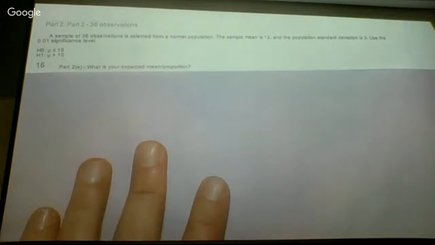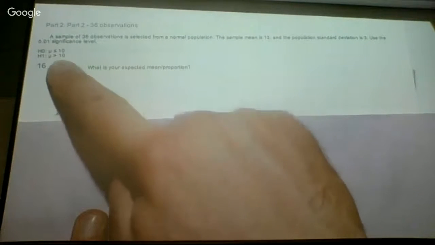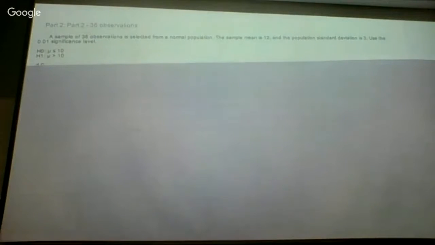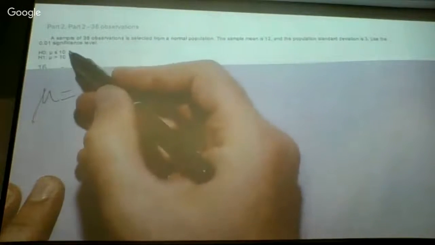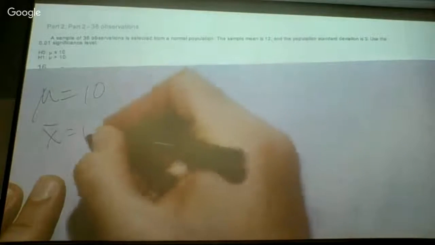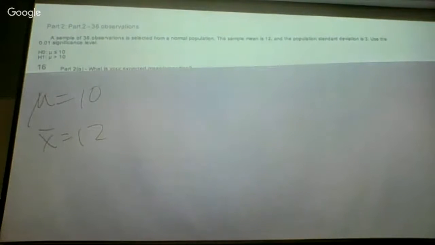There's going to be a whole bunch of questions which follow. For example, what is your expected value for the mean of proportion? All right, I've given it away that the answer is A here. In other words, that value is always your expected value, even if it's not given to you in the preamble. But in terms of our expected information, we know that mu is 10 because it's given in the hypothesis. Our sample mean is 12.